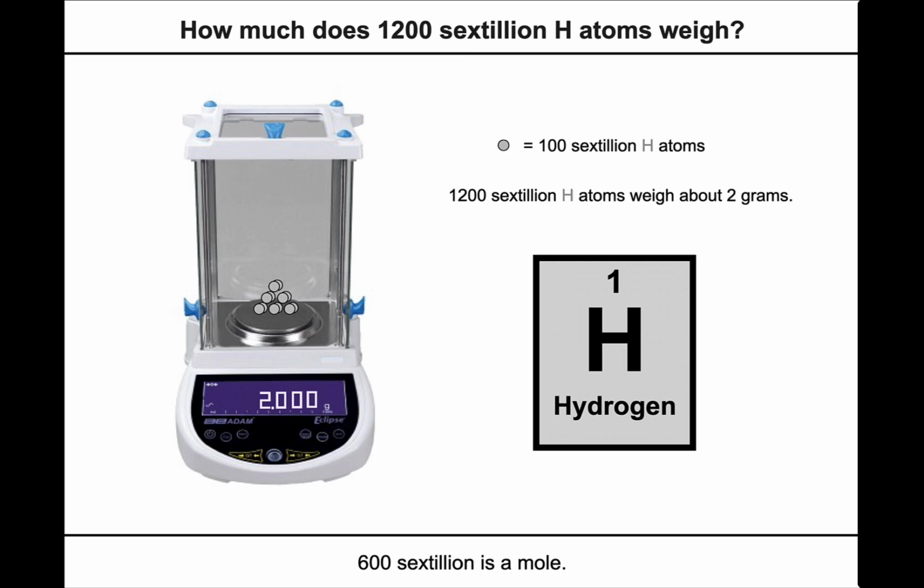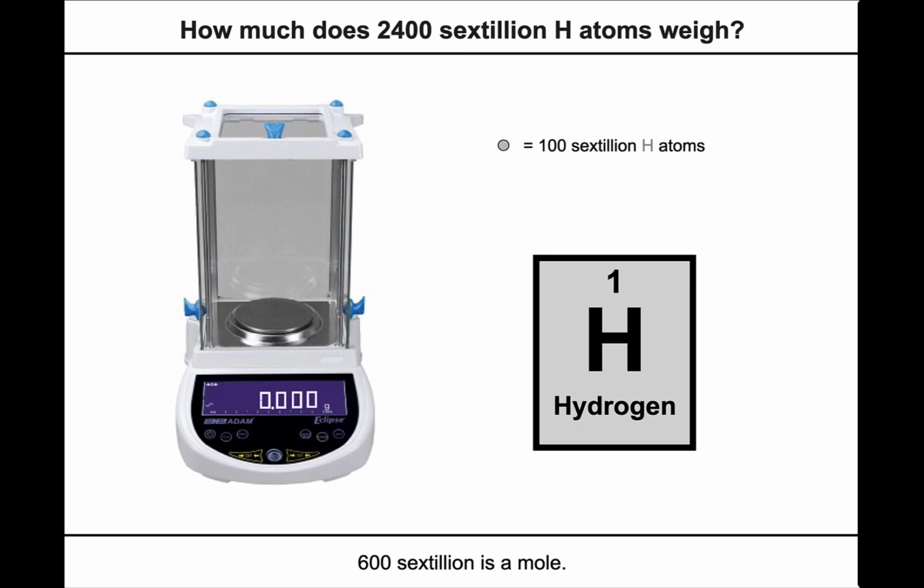We know that 600 sextillion is a mole, so how much is 1,200 sextillion? That's 2 moles. So you're looking at 2 moles of hydrogen weighs about 2 grams. 2 moles of hydrogen is 2 grams. Now we're going to weigh out 2,400 sextillion hydrogen atoms. Not 2,400 sextillion grams, because that would be a lot of Skittles, right? Just 2,400 sextillion hydrogen atoms.